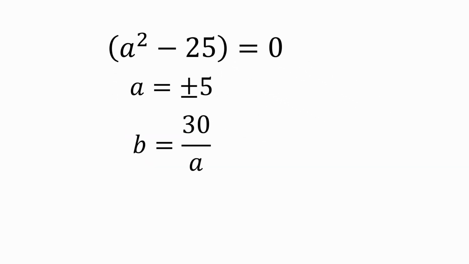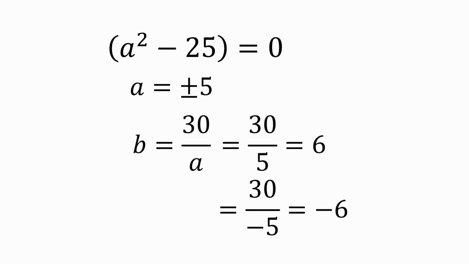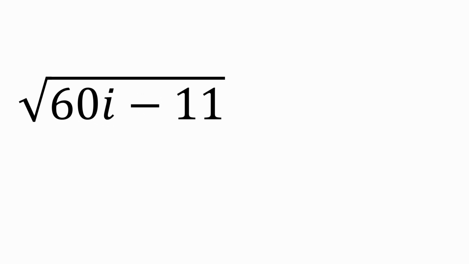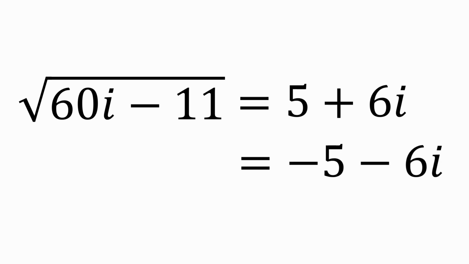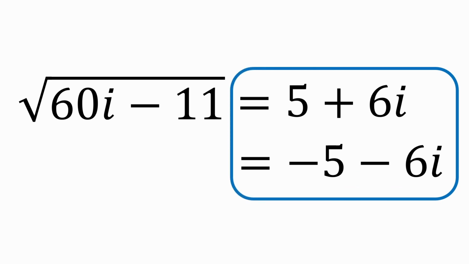Recall that we had b equals 30 over a, so b is 6 when a is 5, and b is negative 6 when a is negative 5. And now we can write our solution in a plus bi form. The two solutions to the square root of 60i minus 11 are 5 plus 6i and minus 5 minus 6i. Of course, you can square those to confirm that you get back 60i minus 11. I'll leave that to you as a final check.